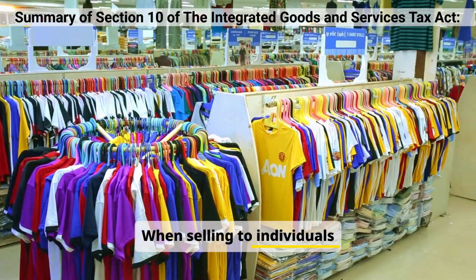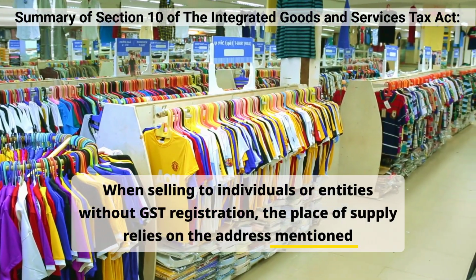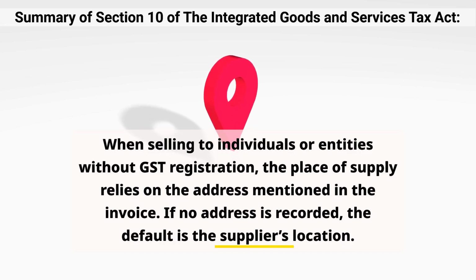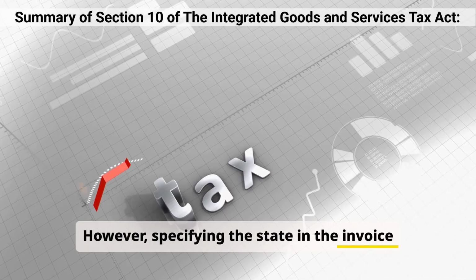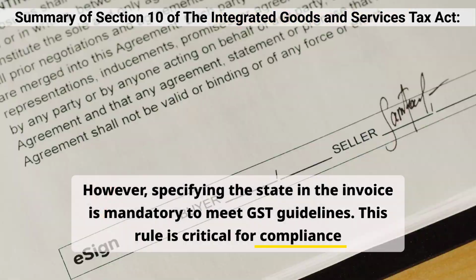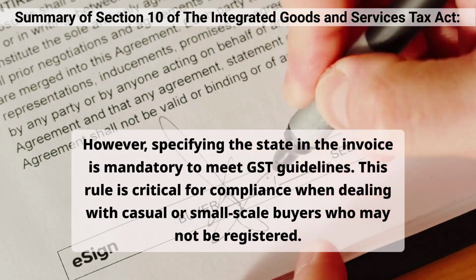When selling to individuals or entities without GST registration, the place of supply relies on the address mentioned in the invoice. If no address is recorded, the default is the supplier's location. However, specifying the state in the invoice is mandatory to meet GST guidelines. This rule is critical for compliance when dealing with casual or small-scale buyers who may not be registered.